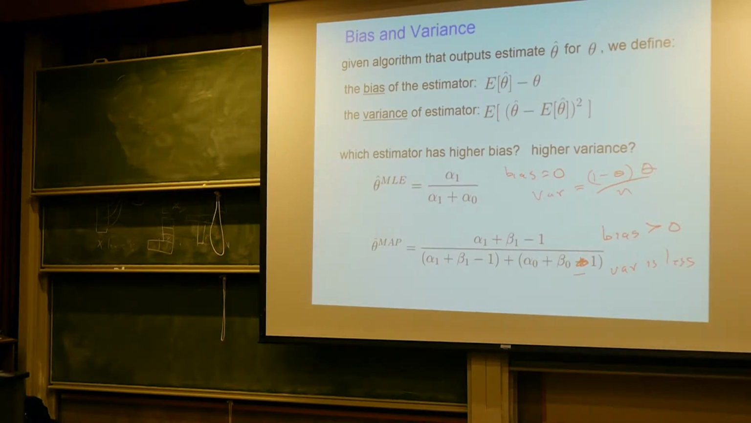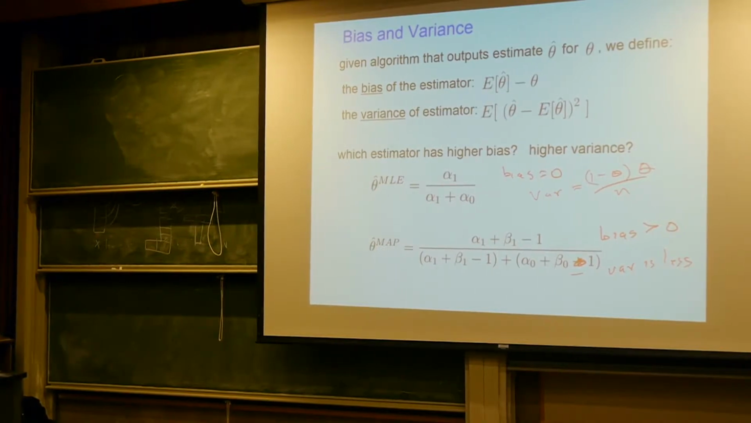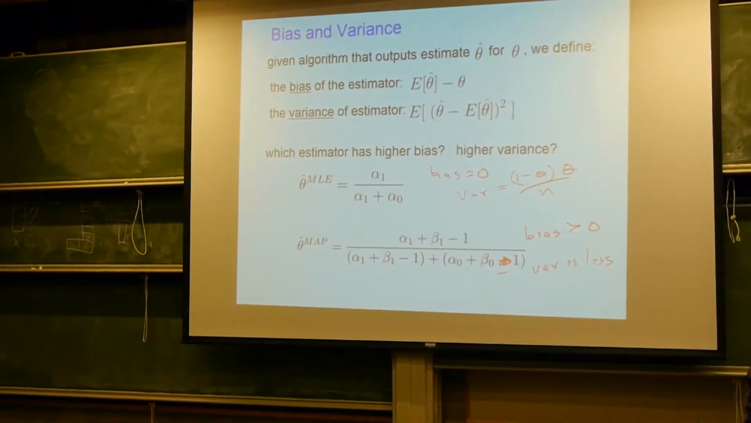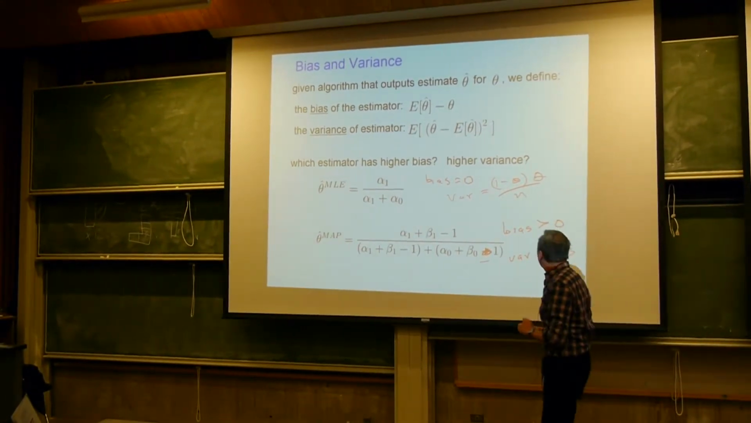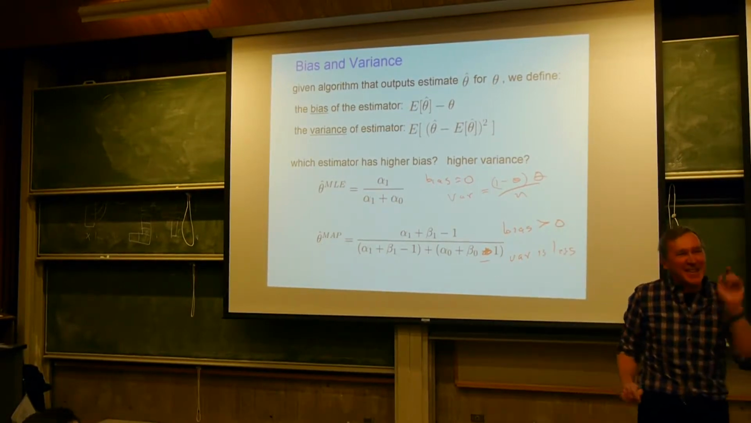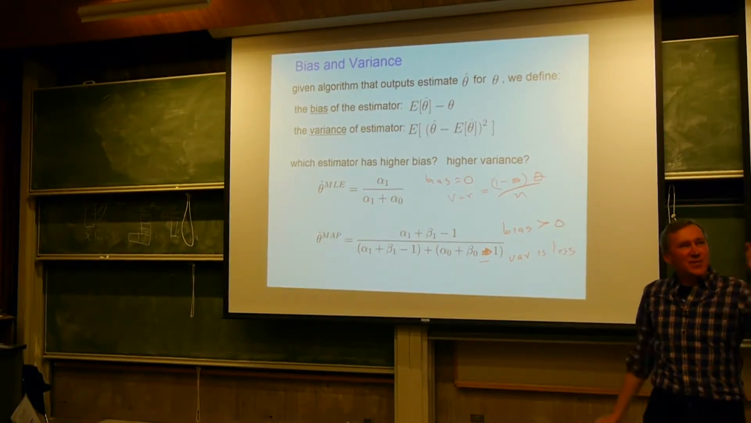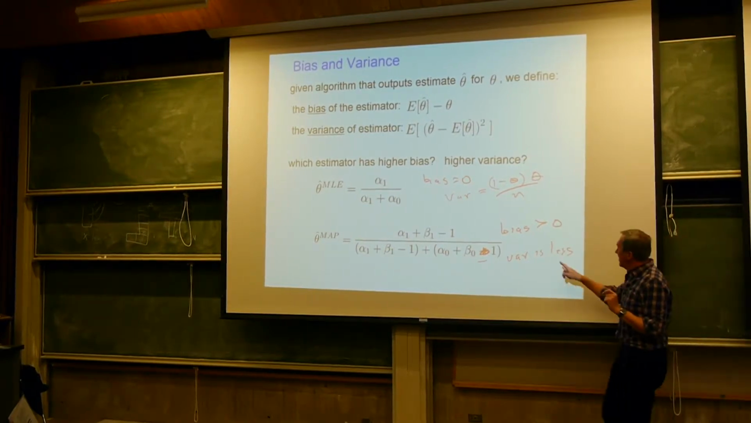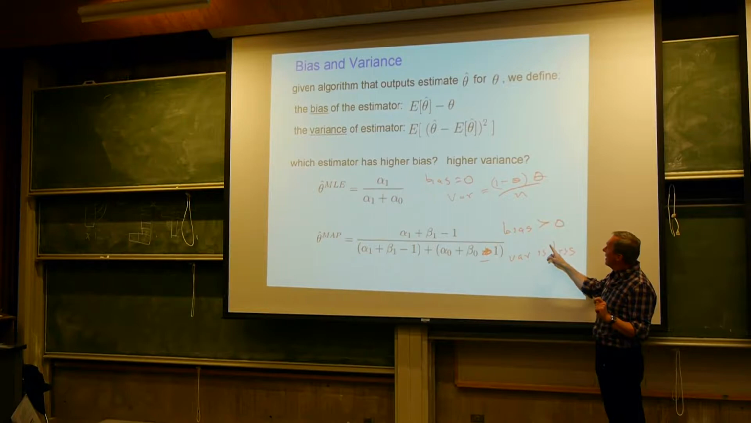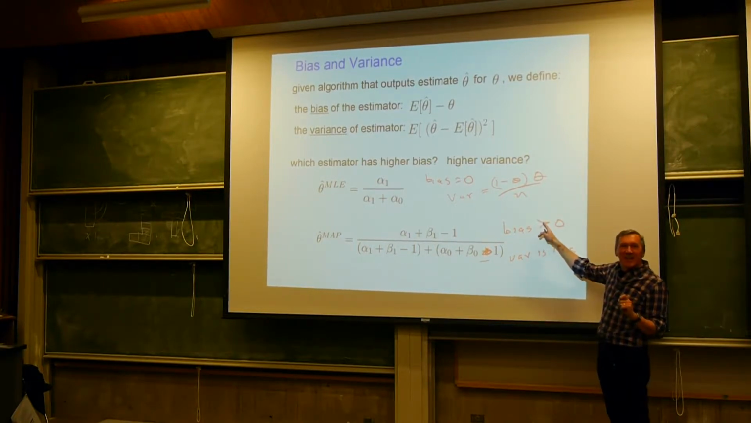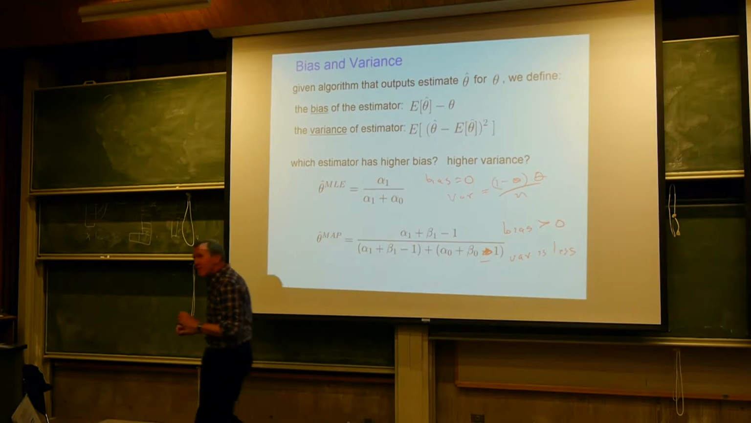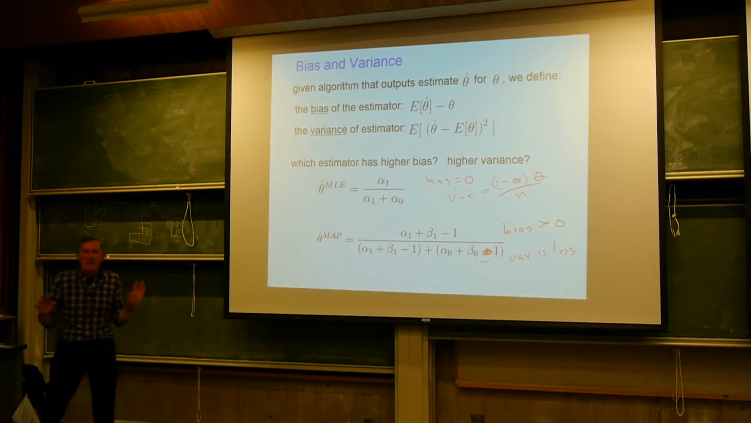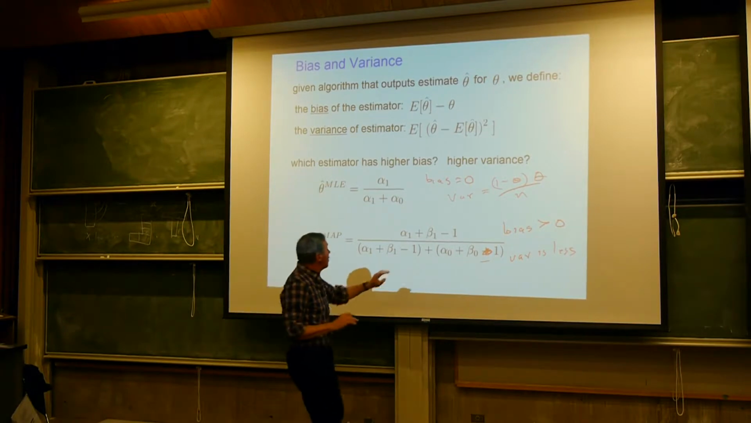Sorry? I was going to ask about the bias. If we increase n, doesn't it converge to the true distribution? Yes, very good. What is your name? Sweta. So that's a very astute observation. This statement and this statement really depend on n. What I should say is the bias is greater than 0 if n is not infinite. But as n goes to infinity, we talked about this before.